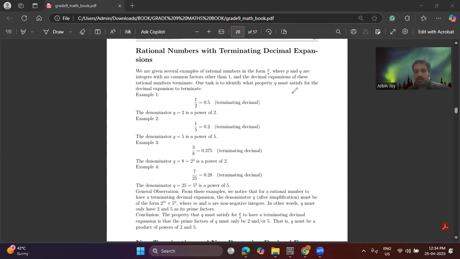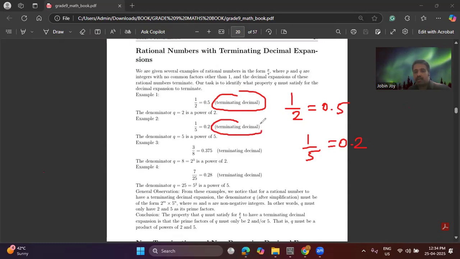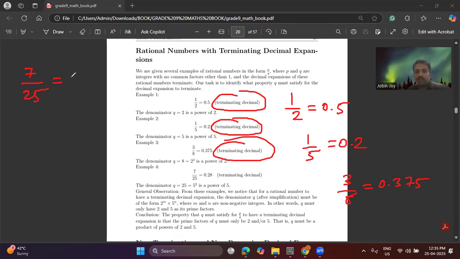Then 1 by 2, I already explained, is 0.5. This is a terminating decimal, right? Then 1 by 5 is 0.2, again a terminating decimal. 3 by 8 is 0.375, again terminating. 7 by 25 equals 0.28, again a terminating decimal.